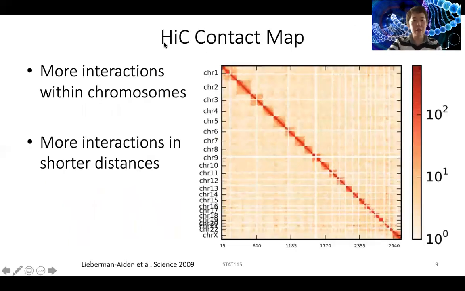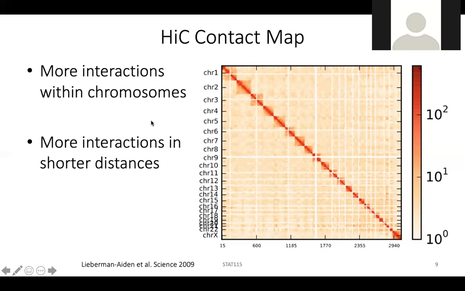For example, this is the first HiC in 2009, where they look at the contact map. So you can see on the X and Y axis is again from chromosome 1 to chromosome X, and on the y-axis is also chromosome 1 to chromosome X. It's kind of symmetric. We're asking how much do we see things interacting with each other. And so there are two things.